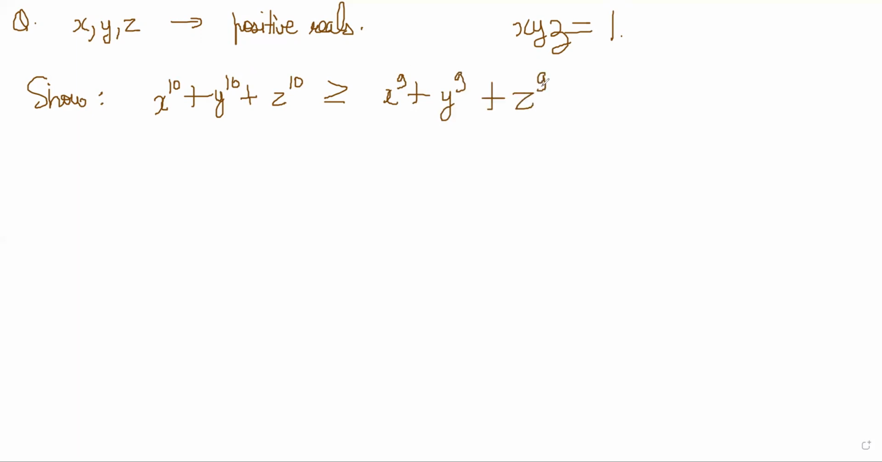Now the problem here is that the left hand side and the right hand side terms don't have the same degree. On the left hand side you have degree 10, on the right hand side you have degree 9, right? So if they don't have the same degree, then they are not homogeneous and you cannot use Muirhead directly. So you'll have to do some minor modifications to get it into a symmetric shape.